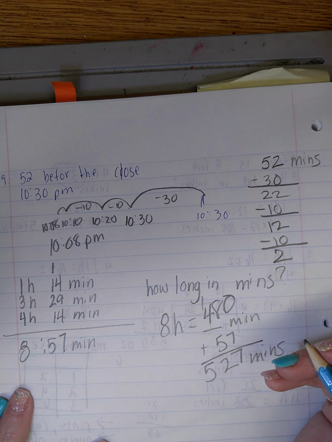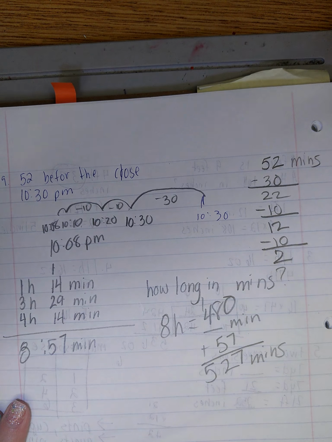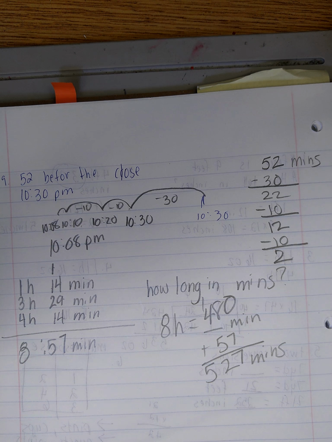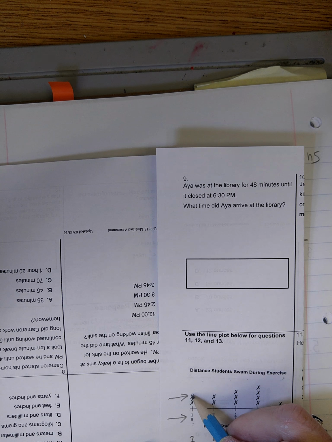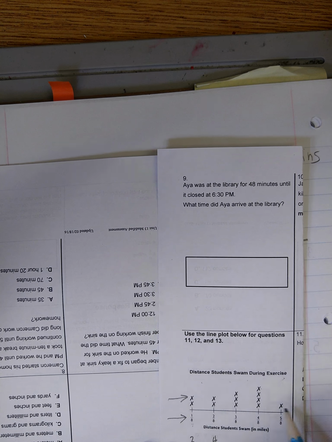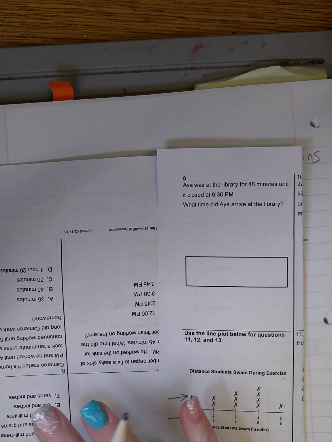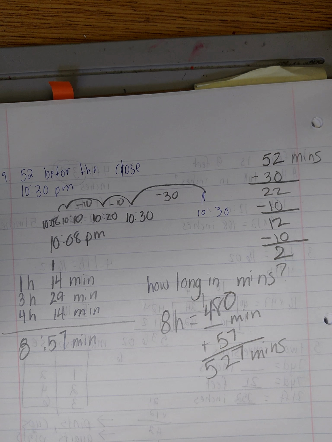So number 11 asks how many students participated all together. How many students participated? I would count all the X's. So 1, 2, 3, 4, 5, 6, 7, 8, 9, 10, 11, 12. 12 students participated all together. The kids really didn't miss number 11. That one was pretty easy.